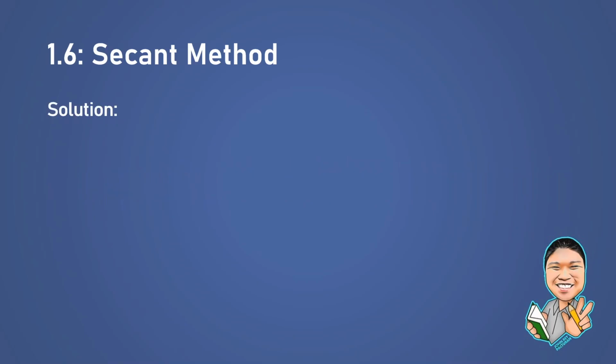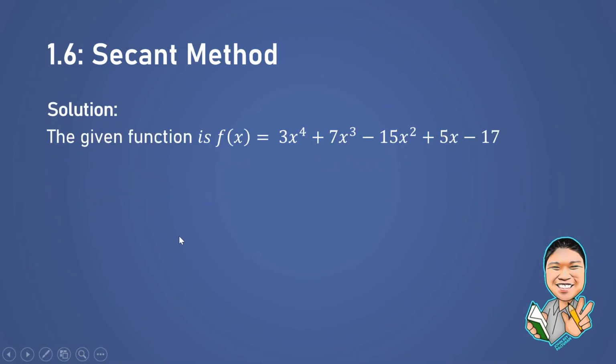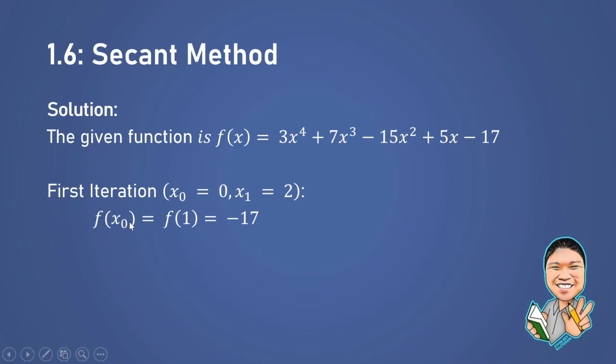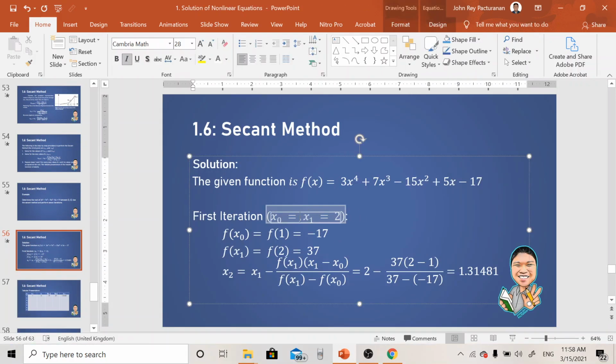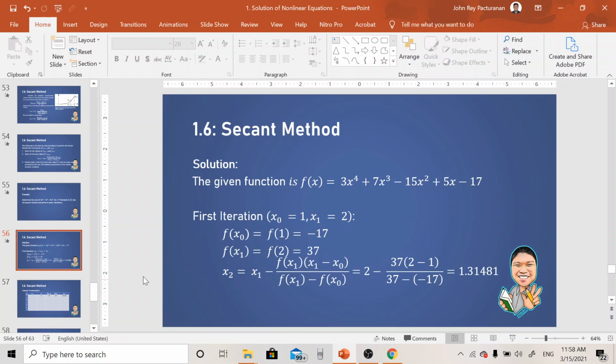So, solution. Yung function nga natin is f of x equals 3x to the 4th plus 7x cubed minus 15x squared plus 5x minus 17. Ayan na yung function natin. Ang first iteration, sabi nga, meron tayong initial value of x na 0 and 2. So, paki-edit lang ulit, that is x sub 1 and 2. So, yun.